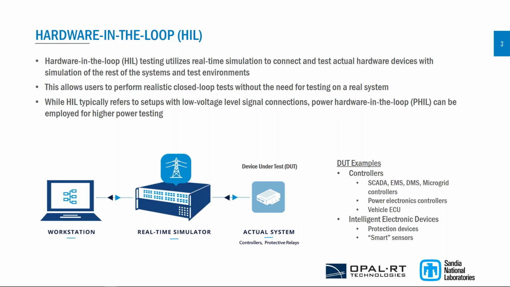Now, this kind of setup typically refers to a low voltage, low current signal level connection between the real-time simulator and the actual system. And the loop is closed by the measurement from the actual system back to the real-time simulator. But power hardware in the loop, as we will see in later slides, can be employed for higher power testing using the same methodology.